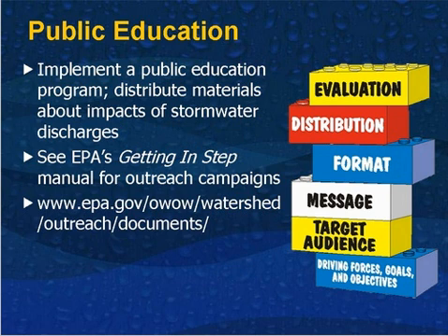So a little bit about public education. Of course, every MS4 is required to implement a public education program. The regulations say to distribute materials about the impacts of stormwater. And if you just follow what is the minimum required there, you're probably not going to have a very good public education program. So EPA recommends, and has a very nice manual called the Getting in Step manual for outreach campaigns. Website is listed there.